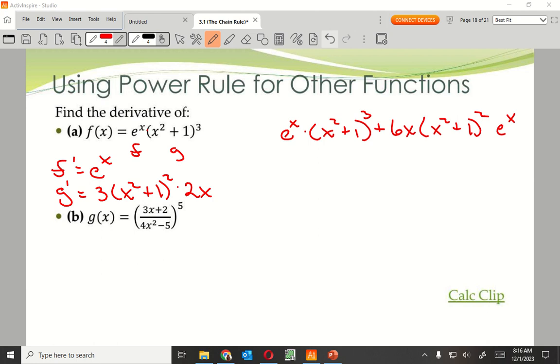You've got e to the x, and yeah, I could take out an e to the x. I don't know, I'm just going to try it. So I could take out an e to the x, and I could also take out an (x squared plus 1) squared.